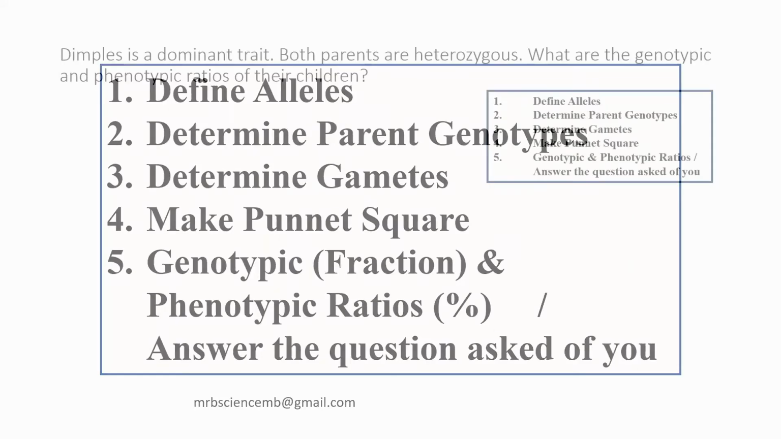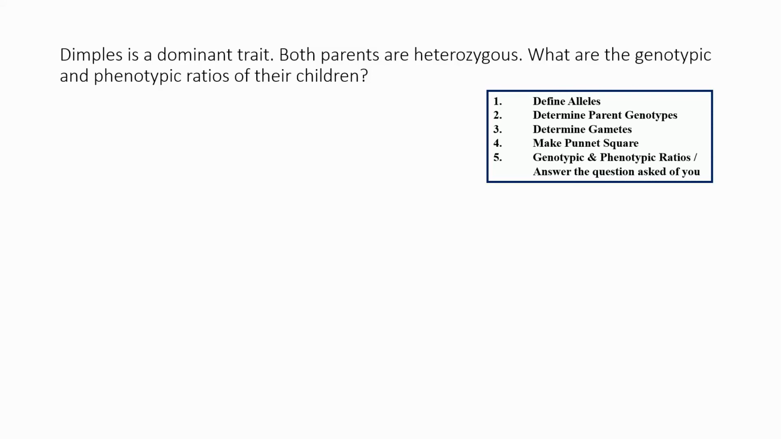So, dimples is a dominant trait. Both parents are heterozygous. What are the genotypic and phenotypic ratios of their children? All right, so once again, we're going to have to read this question very carefully and use that to help us get through these 5 steps that get us to the end of our problem.